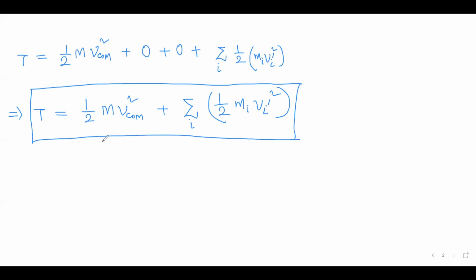Then you will get the total kinetic energy of the system. Okay, this is a very important relation. This is kind of similar to the case of the total angular momentum of the system. There also we calculated the angular momentum of the center of mass, and then the angular momentum of all the particles with respect to the center of mass.